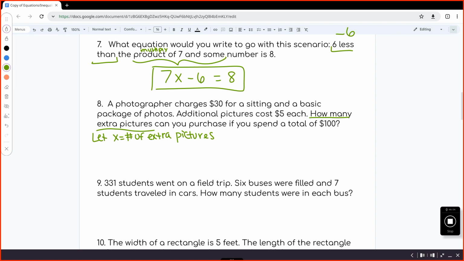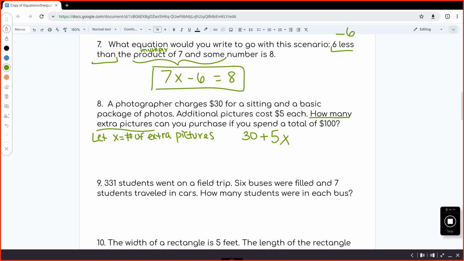The photographer starts with charging $30 for the sitting and the basic package of photos, and then the additional pictures cost $5 each. So we are adding an extra $5 for each picture. If you're buying 10 extra pictures, you're multiplying 10 times 5. If you're buying 20 extra pictures, you're multiplying 20 times 5. So we're calling that x, the extra number of pictures, and multiplying it by 5.